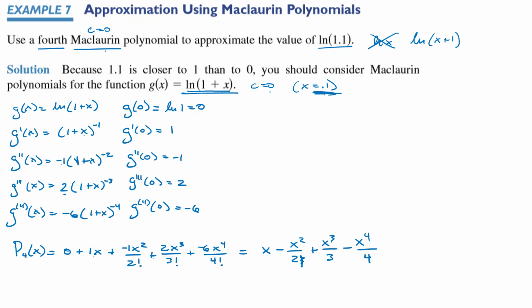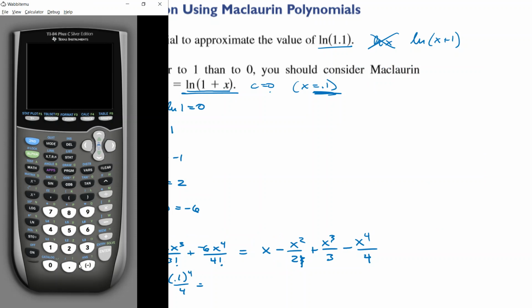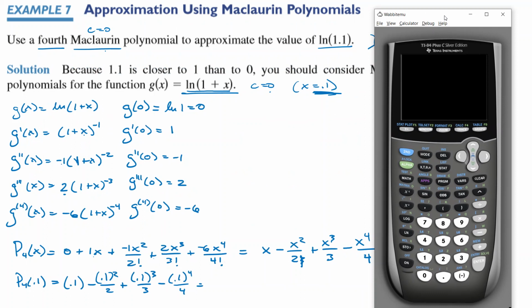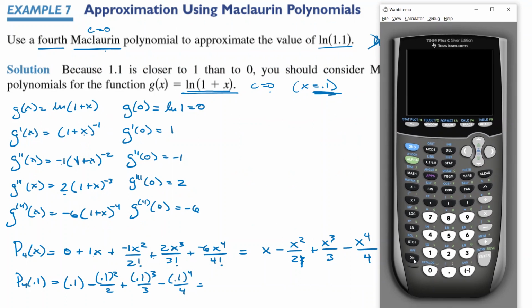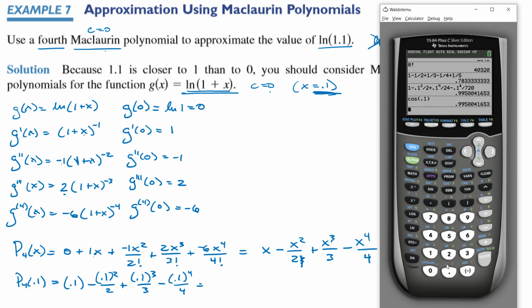And now we want to plug in 0.1. So 0.1, we're going to get 0.1 minus 0.1 squared over 2 plus 0.1 cubed over 3 minus 0.1 to the fourth over 4. And we can just throw that in our calculator. All right. Now, in the olden days, it was easier to calculate these polynomial type things than it was to calculate natural logs. And that's actually how they came up with the values for natural logs. They would make tables of all these values.